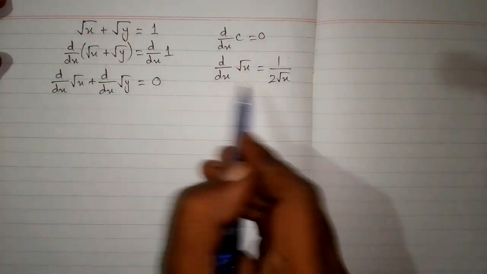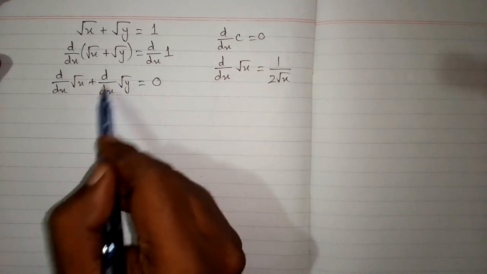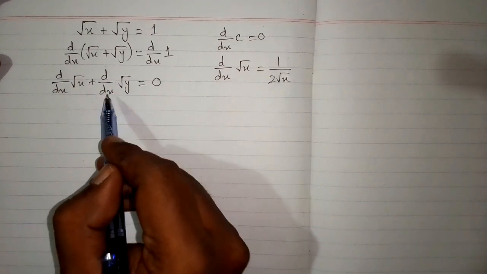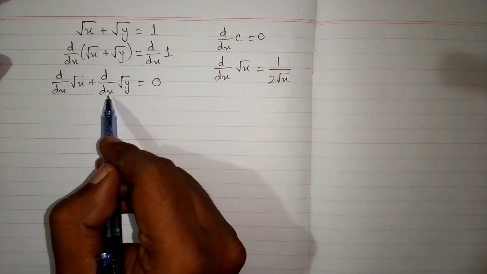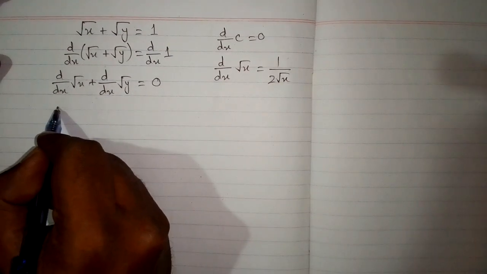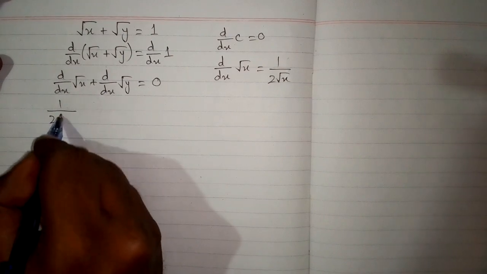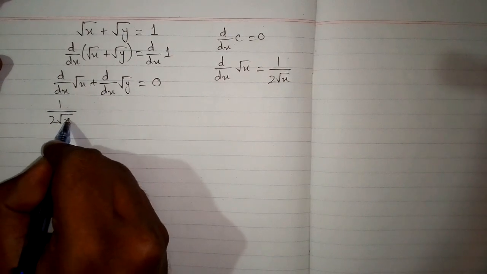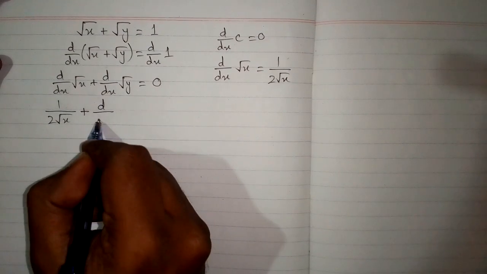So we can easily apply this formula over here, but we cannot apply this formula over here because we have different variables in this derivative. So we must have y in place of this x so that we can differentiate square root of y. So we can apply this formula of square root. So we have 1 upon 2 square root of x plus d by dy.